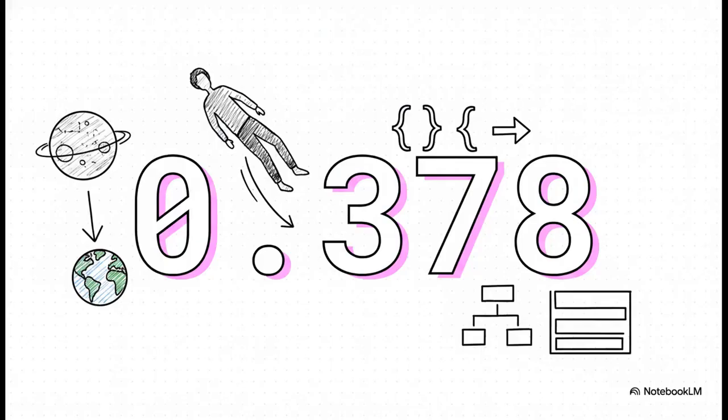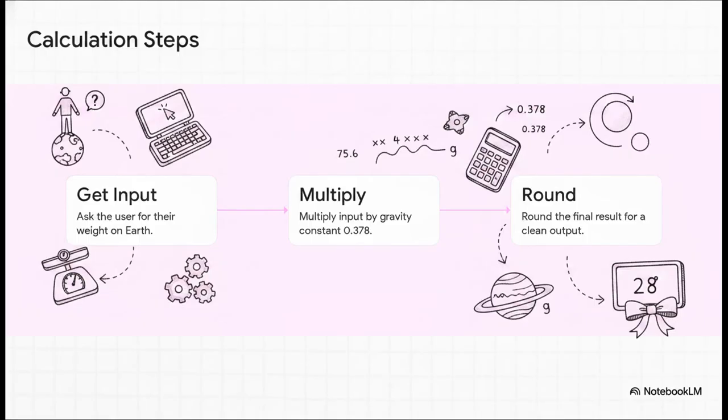To pull this off, we need to understand the physics. Because of its weaker gravity, a human's weight on Mars is exactly 37.8% of their weight on Earth. So, our gravity constant for this calculation is going to be 0.378. Let's walk through the logic of our program sequentially.